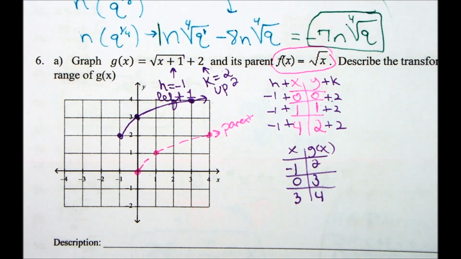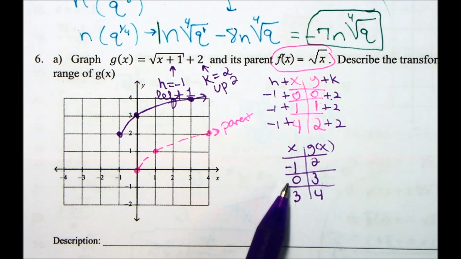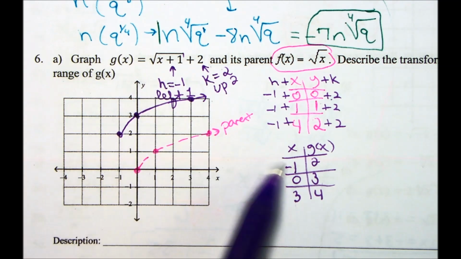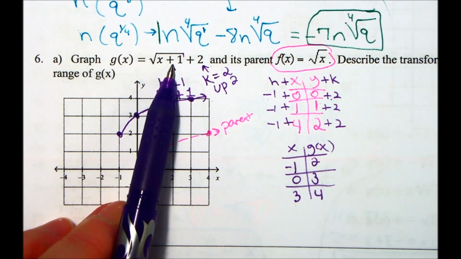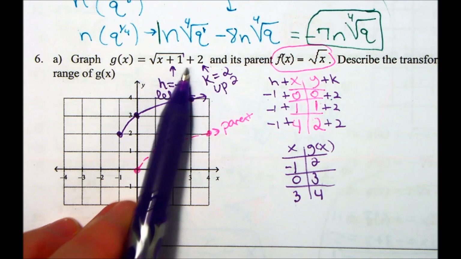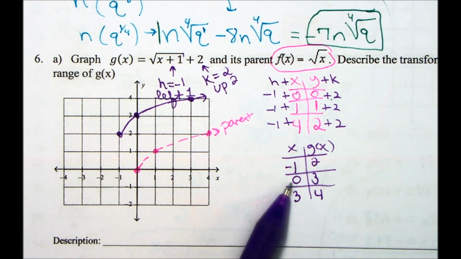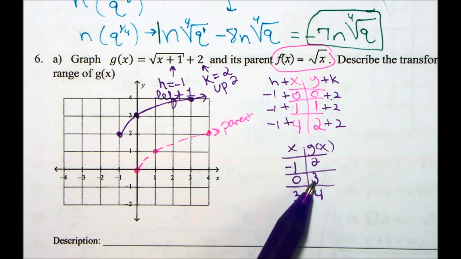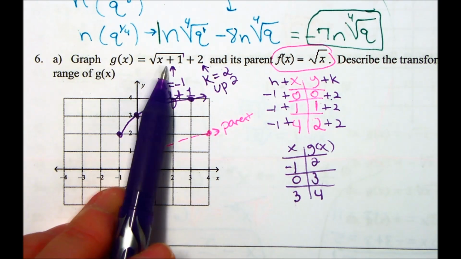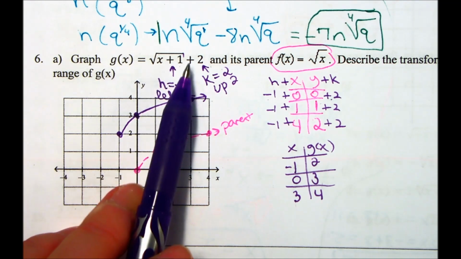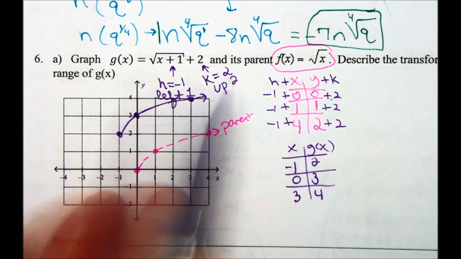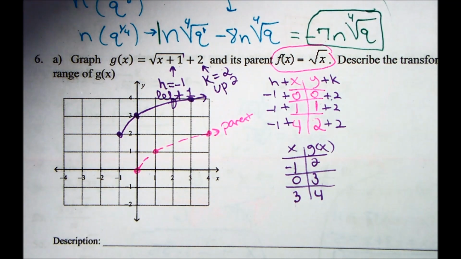Now, what if you're still not sure that these points are correct? Well, you could take these x values, or you could take them from here, and plug them into your g of x function. So -1 plus 1 would equal 0. The square root of 0 is 0, plus 2 does give me 2. If I substitute 0, 0 plus 1 is 1, the square root of 1 is 1, plus 2 does give me 3. If I put 3 in for x, 3 plus 1 is 4, the square root of it would be 2, plus 2 does equal 4. So again, the table, the graph, the equation, they all match up nicely.